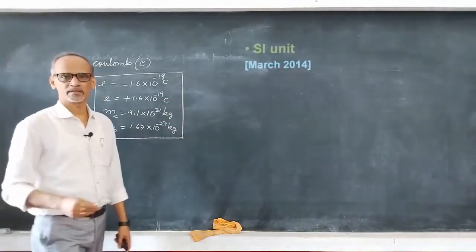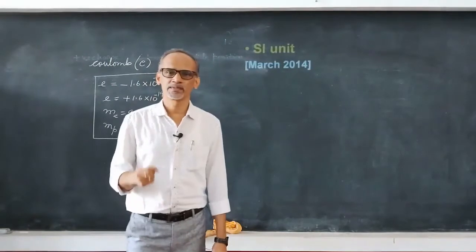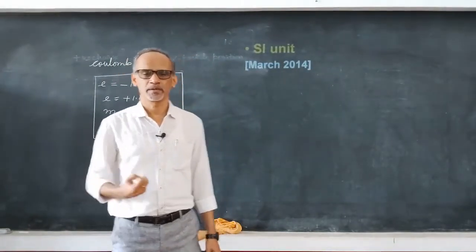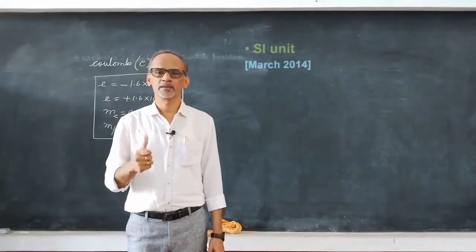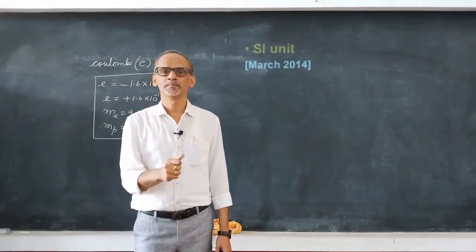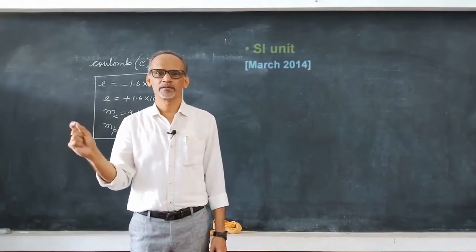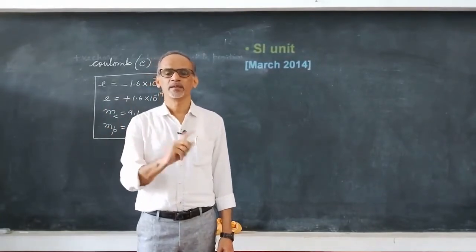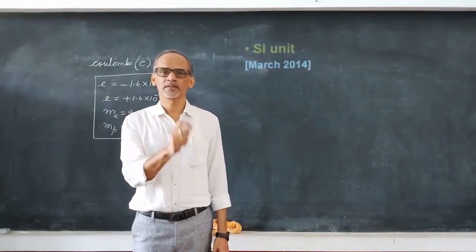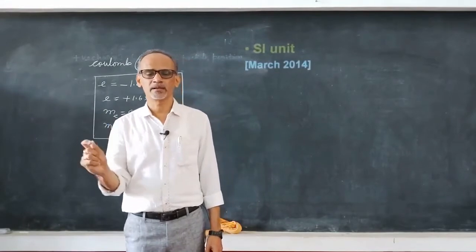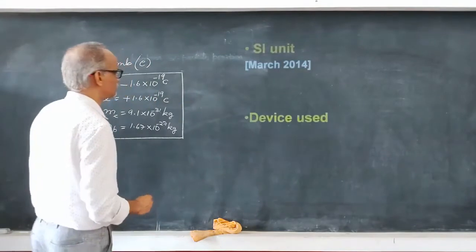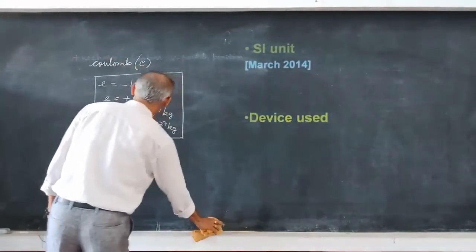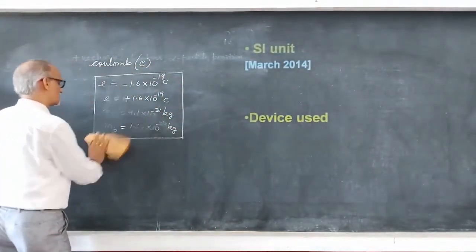Sometimes they give the value, sometimes they don't, in which case you have to substitute these constants. So charge is a physical quantity having an SI unit, which is Coulomb. It is different from electric current. Electric charge is a derived quantity, whereas electric current is a fundamental quantity. Now, what is the device used to measure this electric charge?